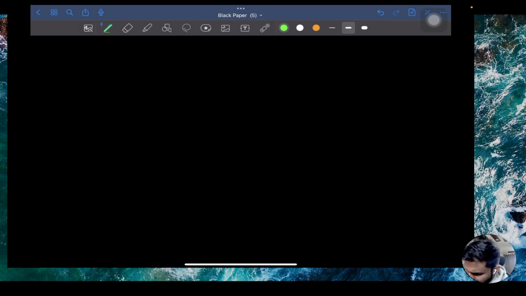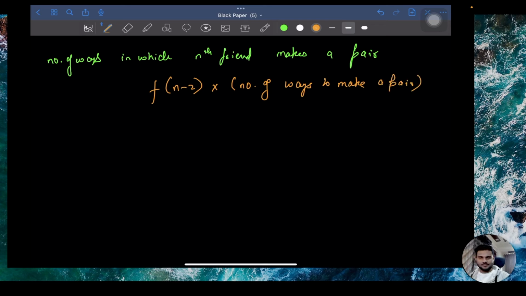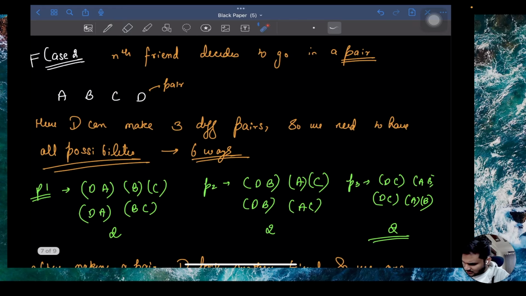if you want to calculate the number of ways in which the nth friend makes a pair, this is going to be equal to what? F of n minus 2 multiplied by the number of ways to make a pair. Can I say that? See, in this case, f of n minus 2, that is f of 2, multiplied by the number of ways to make a pair, 1, 2, 3. There are 3 ways to make a pair. F of 2 is 2 into 3, 6. And we got total 6 ways, right?